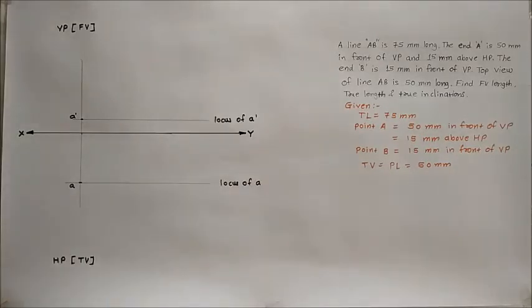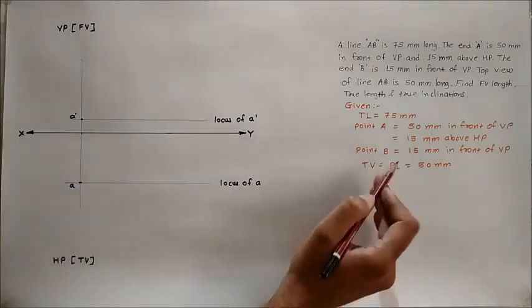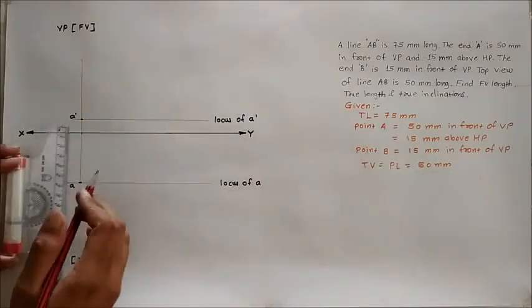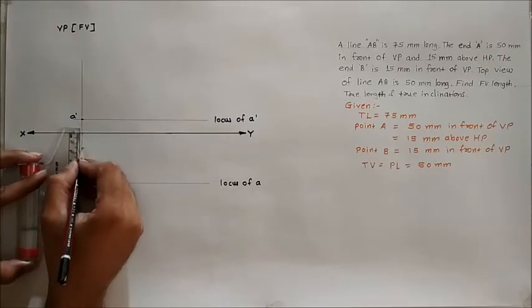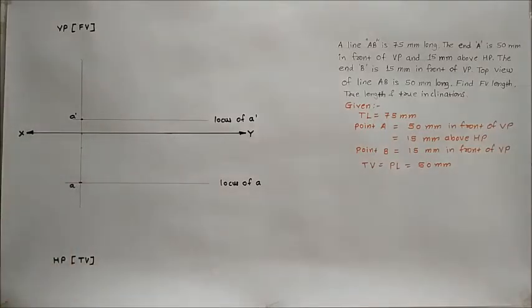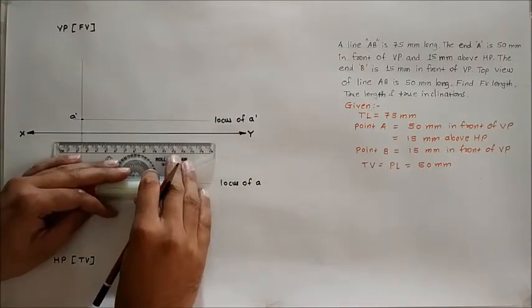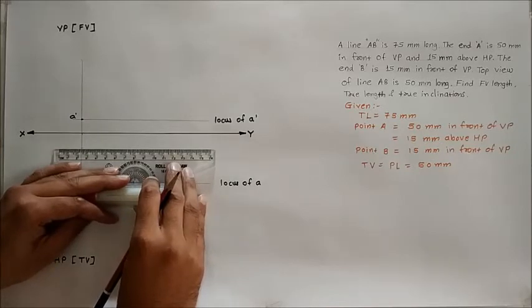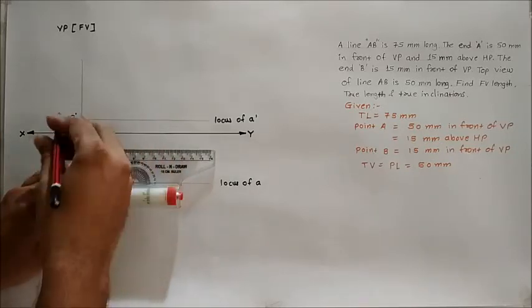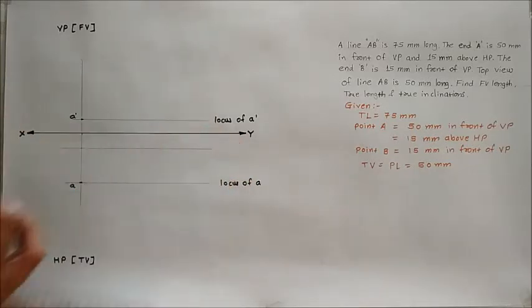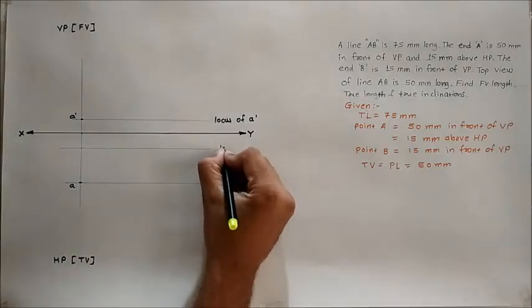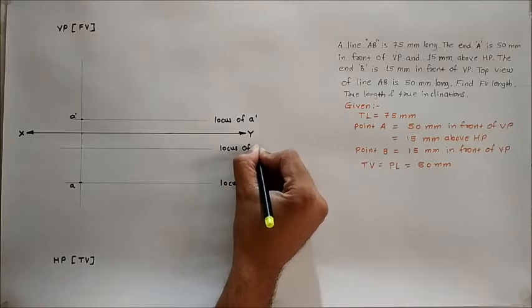Then the position of point B for drawing the locus is given, that is 15 mm in front of the vertical plane. So this dimension is visible below the XY line. So on the same vertical projection line at 15 mm, mark a point, and through that point draw a line parallel to the XY line, which will act as the locus of point B in the top view. Give the nomenclature to that line as locus of point B.